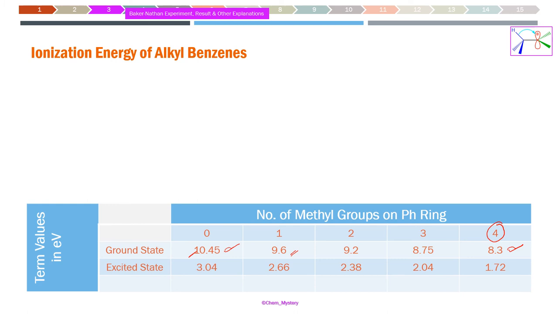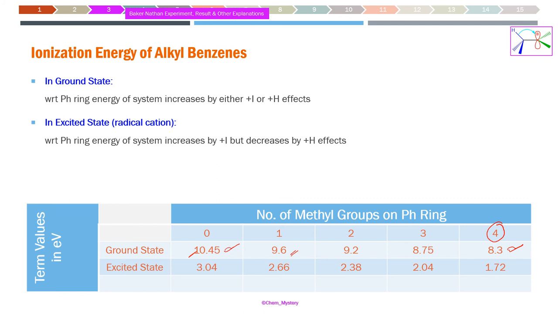So what we can say is, in the ground state, whether you have plus H effect or plus I effect, inductive effect and hyperconjugative stabilization, both the effects in the case of alkyl benzenes are going to increase their energies if the molecules are in the ground state. But if your molecules are going to become excited, that is, radical cation formation is going to happen, then in comparison to unsubstituted benzene ring, the energy of the system is supposed to increase by plus I effect, because plus I effect will be pushing electrons towards itself. It can increase the energy, but hyperconjugation can be stabilizing. As we learned in the carbocations, the hyperconjugative effect can decrease the energy by a stabilizing effect.